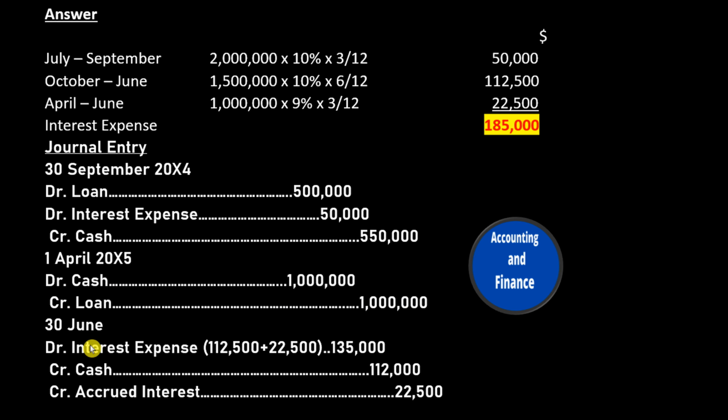30 June. Debit interest expense, $112,500 plus $22,500, $135,000. Credit cash, $112,000. Credit accrued interest, $22,500.